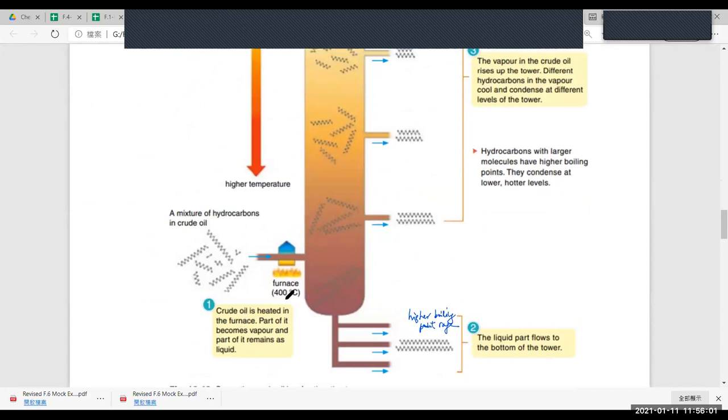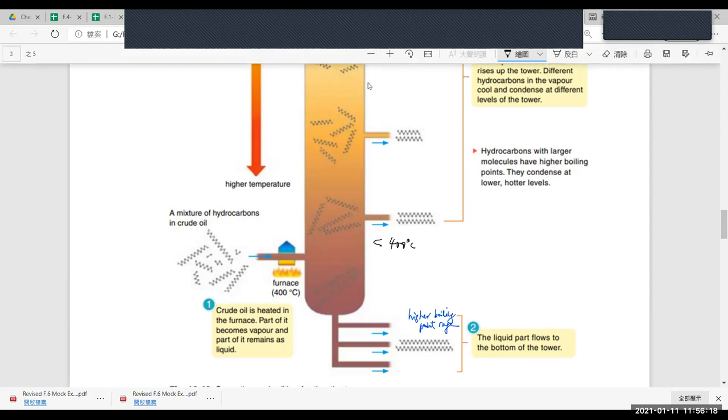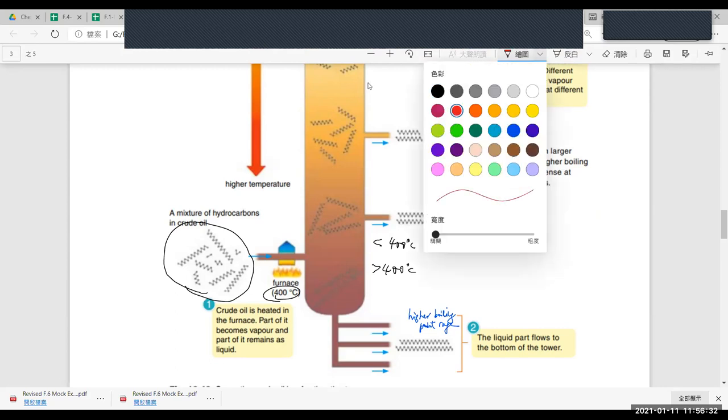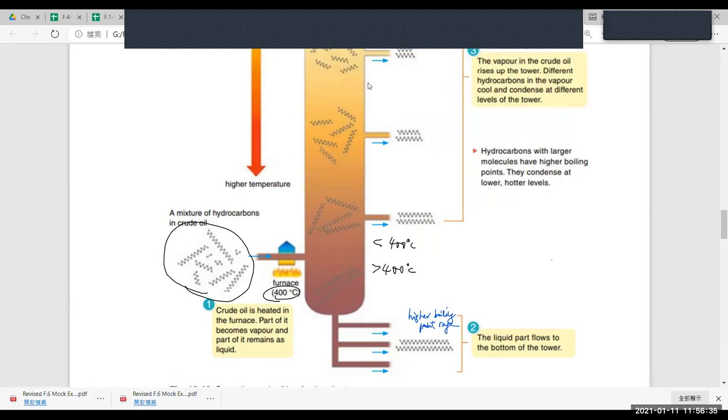First of all, a mixture of hydrocarbons is heated in a furnace to about 400 degrees. What will happen to it? Part of them have a lower boiling point than 400 degrees. What will happen? And how about the crude oil fractions larger than 400 degrees? Some of them will boil, some of them will not. Which one will boil? This one, okay? They will boil to gas. While this one, with a boiling point larger than 400 degrees, will stay as liquid.